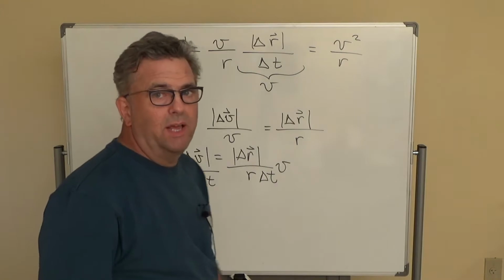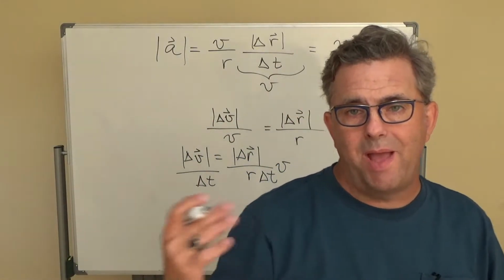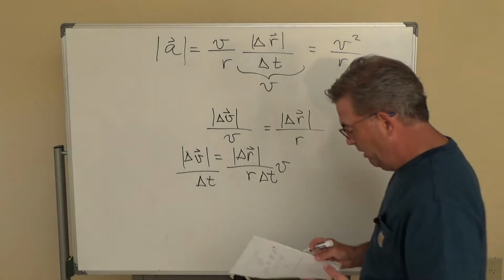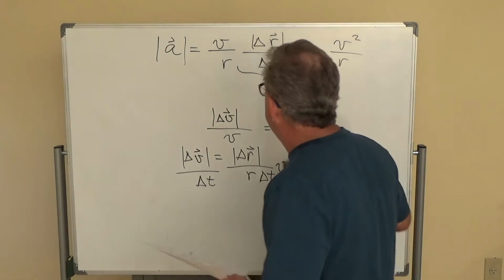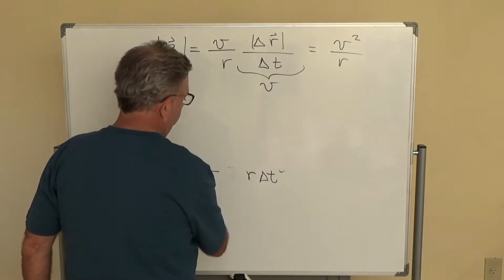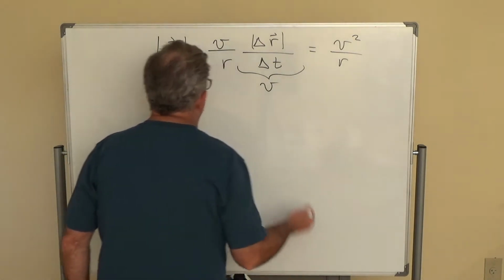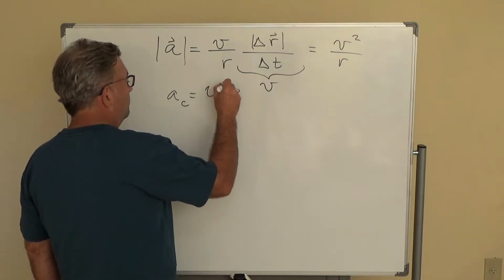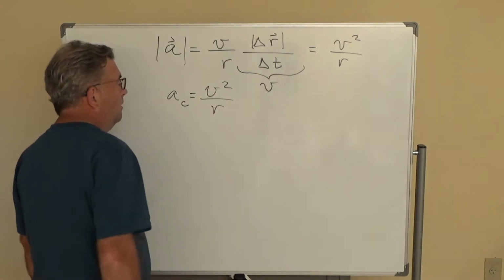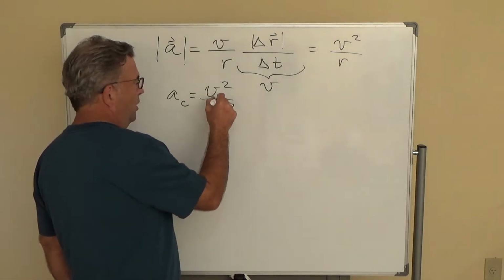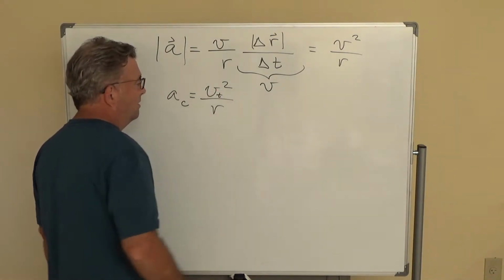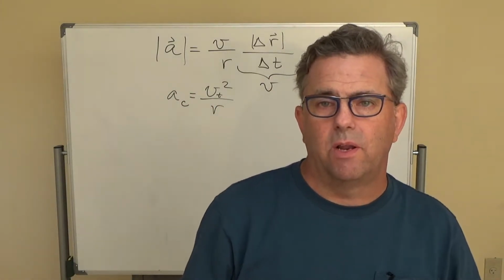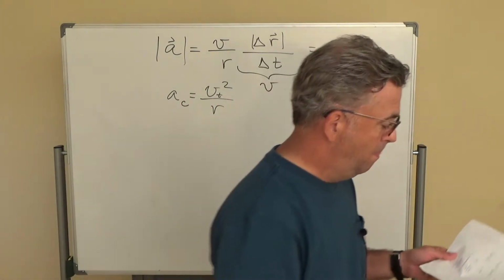That is the centripetal acceleration. That's the magnitude of the centripetal acceleration. I'll usually write it like this: a centripetal is just v squared over r, where v is understood. Maybe I won't always write it down, but that's the magnitude of the tangential velocity. Okay?